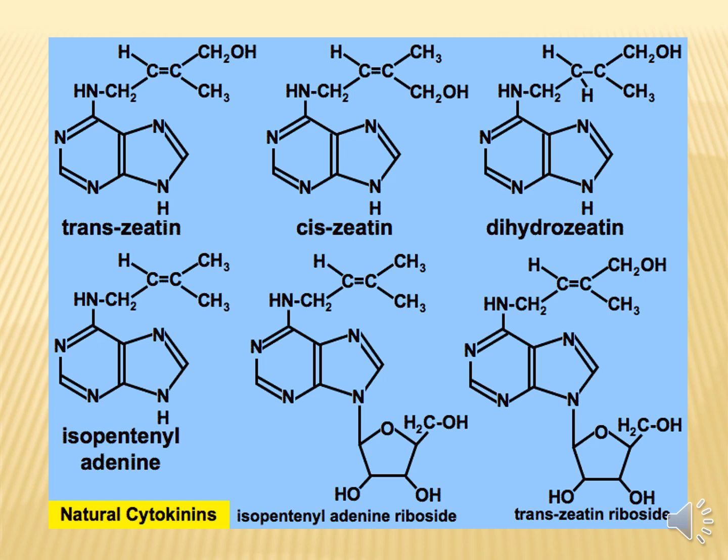And here are all the combinations of aromatic and isoprenoid cytokinins under the natural cytokinins. So there are a lot of compounds under the natural cytokinins.